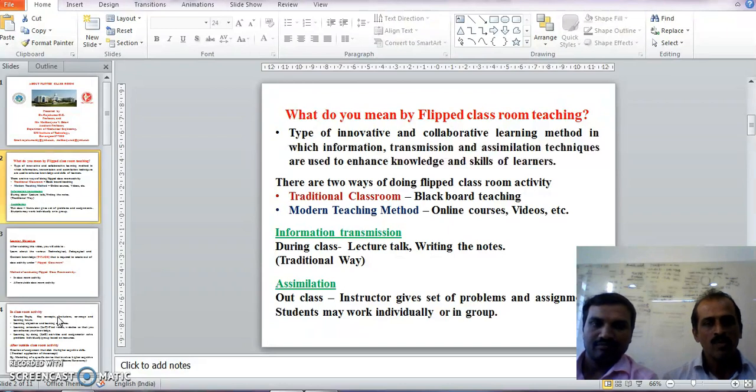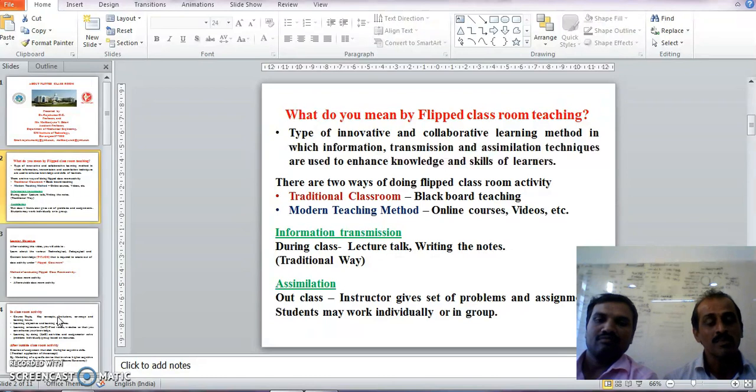Now, how will the information transmission be done as per the flipped classroom activity? During class hours, a lecturer will give a talk on a topic, using things like blackboard activity, quizzes and other traditional activities, which specifically transmit information to the students related to the topic.